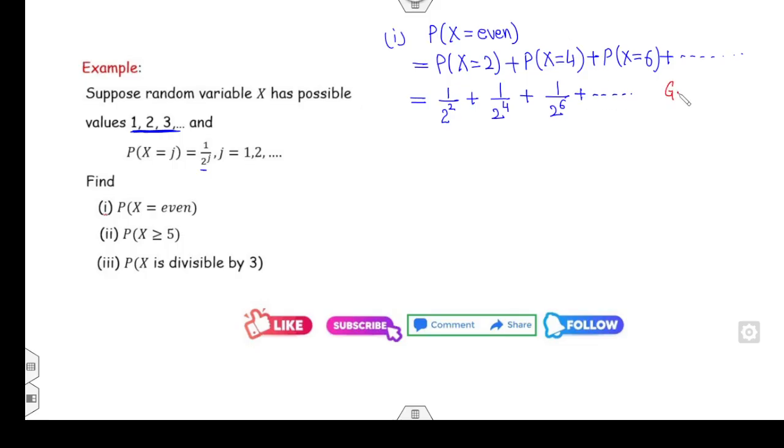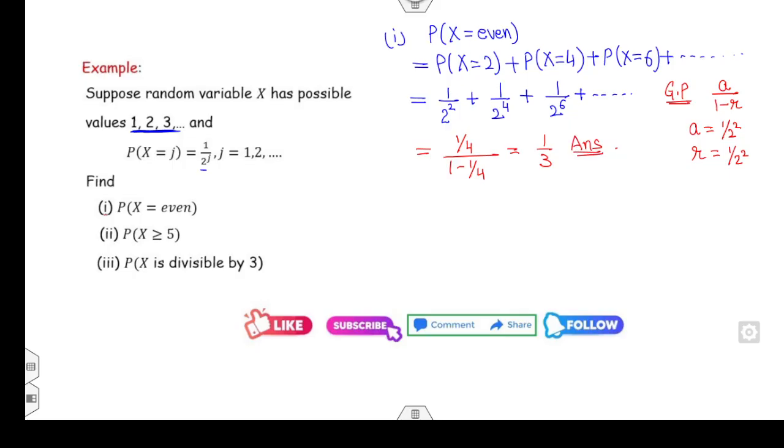Again you can see this is a GP. The sum of the GP is a over 1 minus r. What is a? a is my first term and r is the common ratio. If you divide them, it is again 1 over 2 raised to power 2. So a is 1 over 4, over 1 minus 1 over 4. So the answer is 1 over 3, the right answer of the problem.